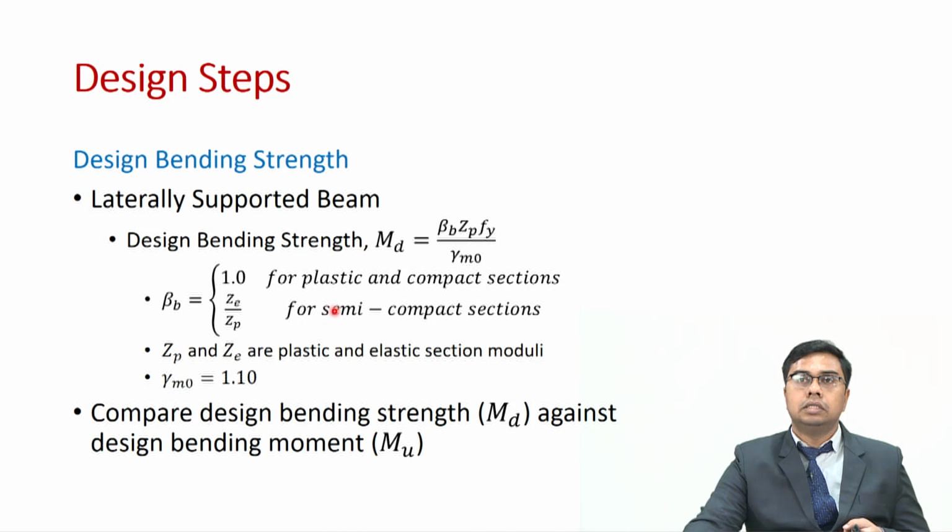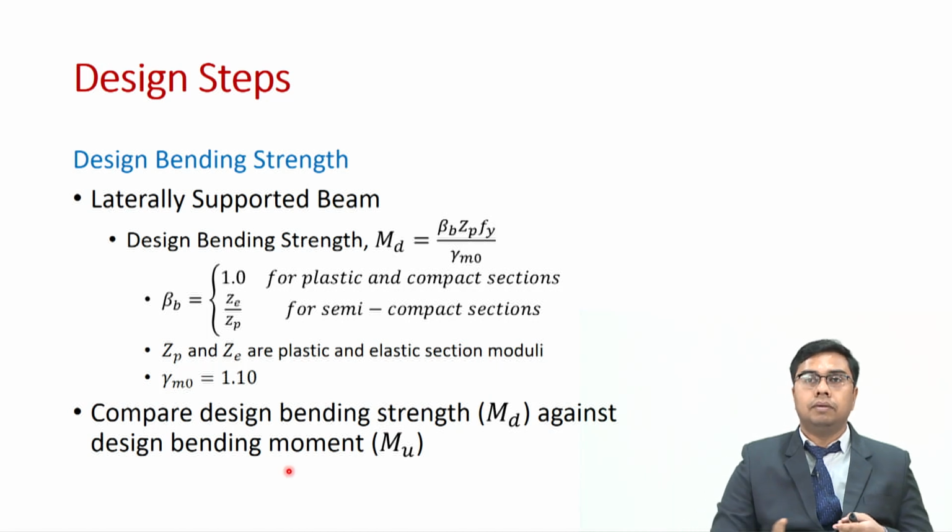On the other hand, semi-compact sections are able to achieve the yield moment and they are not able to attain the plastic moment. Therefore, by choosing βb equals Ze by Zp, we are essentially saying that it will be equal to Ze times fy divided by γm0, and then we will compare the design bending strength Md against the design bending moment, that is the demand Mu, which shall be given in the example problem, or you shall obtain it using linear structural analysis on any of the commercial software.